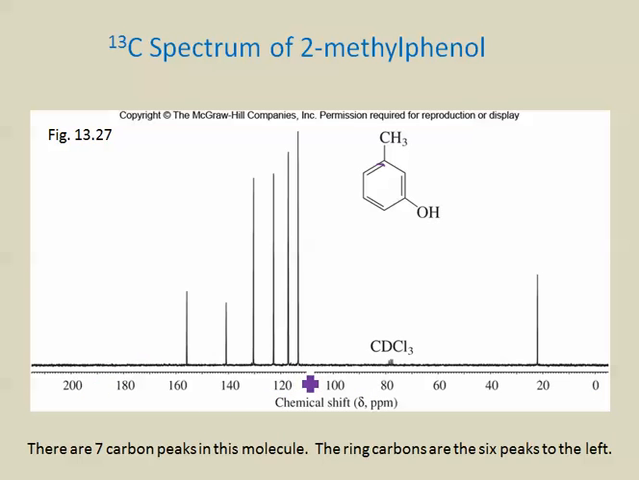And because the scale goes from 0 to over 200, that means that even if the peaks are close together, they usually are going to show up separate from one another, so that we could count carbons from the spectrum and match it up with the structure.